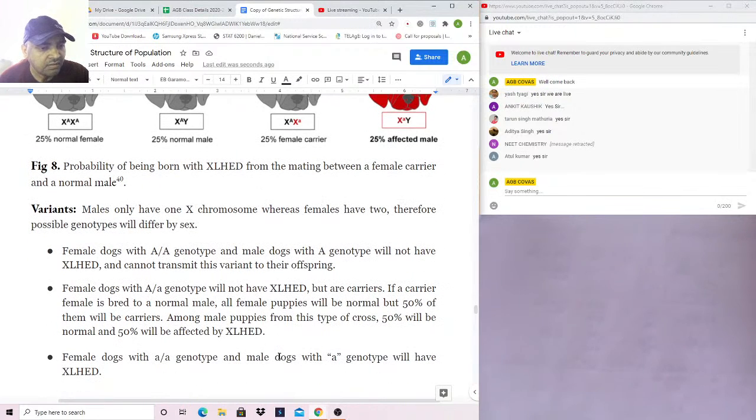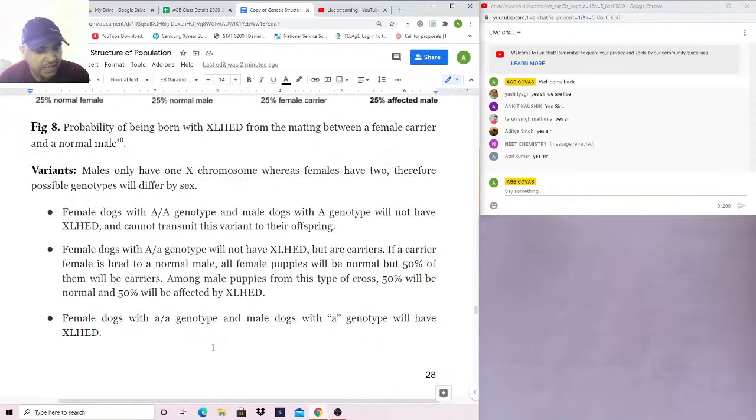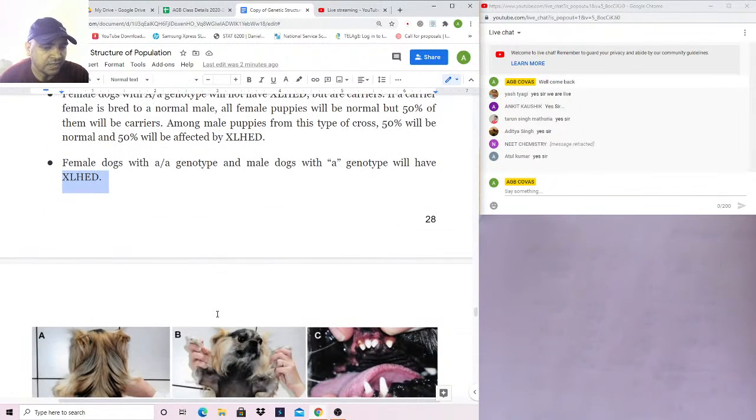Now, what are the variants? Male only have one X chromosome, whereas female have two. Therefore, the possible genotypes differ by sex, right? So female dogs having AA genotype and male with A genotype will not have XLHD, whereas female dogs with Aa genotype will not have this disease but are carriers. If a carrier female is bred to a normal male, all female puppies will be normal, but 50% of them will be carriers. Among male puppies from this cross, 50% will be normal and 50% will be affected. Female dogs with aa genotype and male dogs with a genotype will have this particular disease, hypohidrotic ectodermal dysplasia.